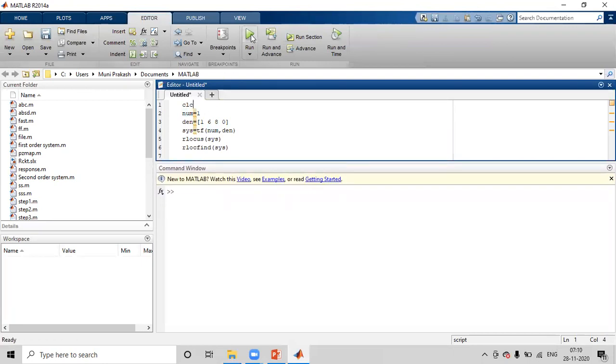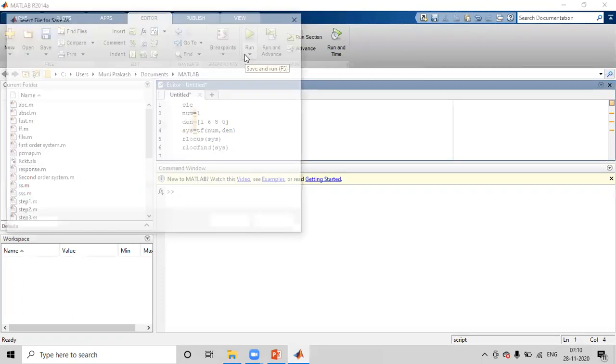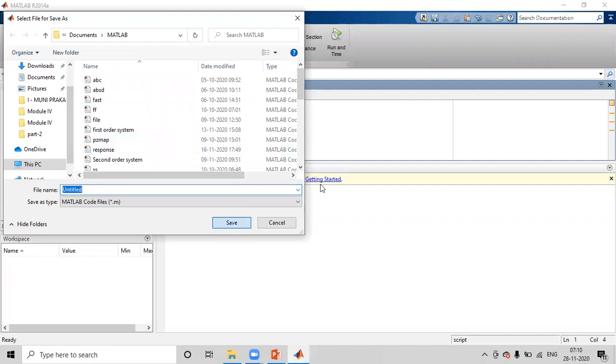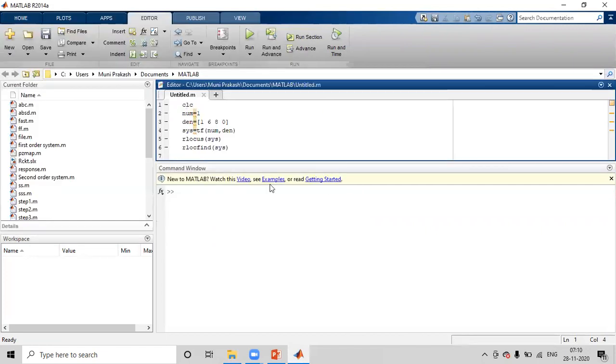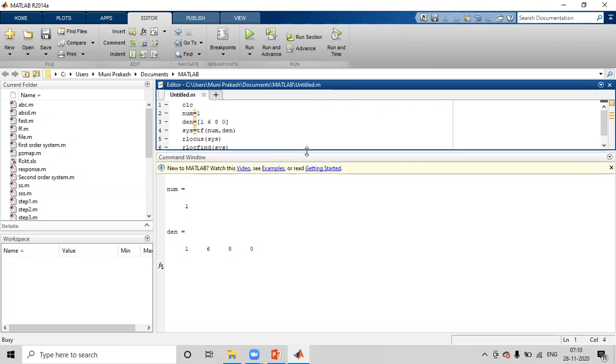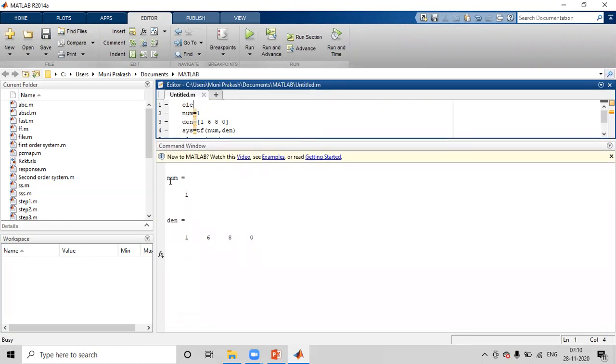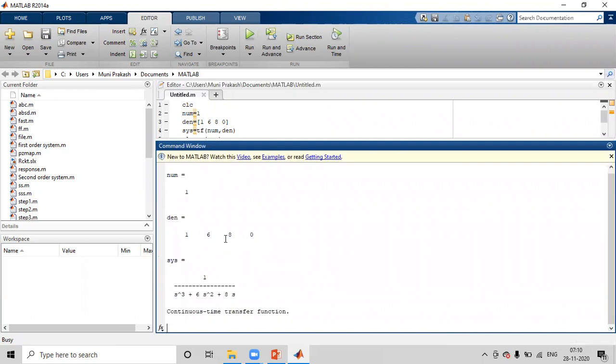So now we will run the program. We need to save the file first. Let it be the same name. Now we'll see the command window, what is coming, and what the graph looks like. Numerator 1, denominator 1 6 8 0. The system transfer function is 1 by s cube plus 6s square plus 8s. For this transfer function, we implement the root locus.